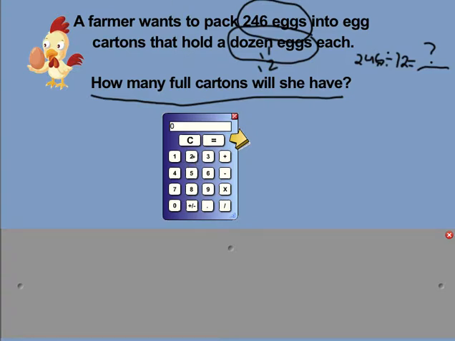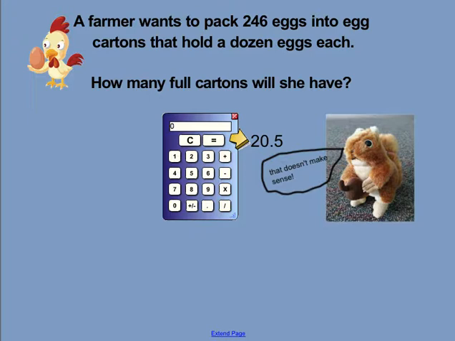So let me grab my arrow. 246, my divided is the slash key, divided by 12, is equal to 20 and 5/10. Oh, Mr. Nutty, that doesn't make sense? Okay, well, let's think about it. What are you confused about, Mr. Nutty? Oh, you're confused about that decimal point at the end. Well, that decimal, the 0.5 or the 5/10, that's the remainder.